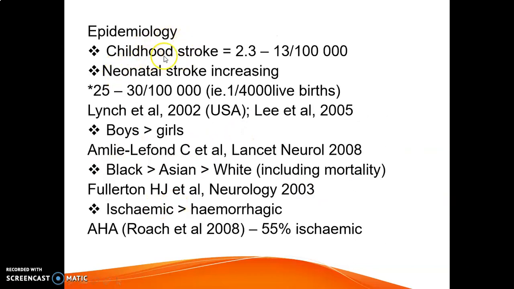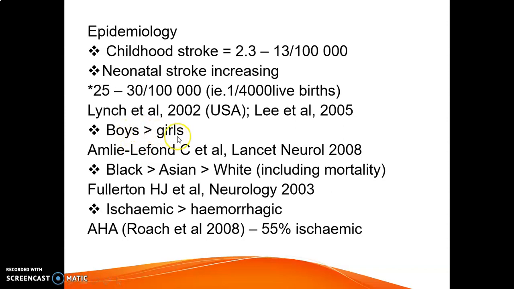Epidemiology of childhood stroke: these studies are basically from Western countries, mainly the USA. Childhood stroke is normally seen in 2.3 to 13 children per 1 lakh live births. So among 1 lakh children born in the USA, almost 13 children have childhood stroke. Neonatal stroke is comparatively much more common: among 4,000 live births, there is one neonatal stroke.